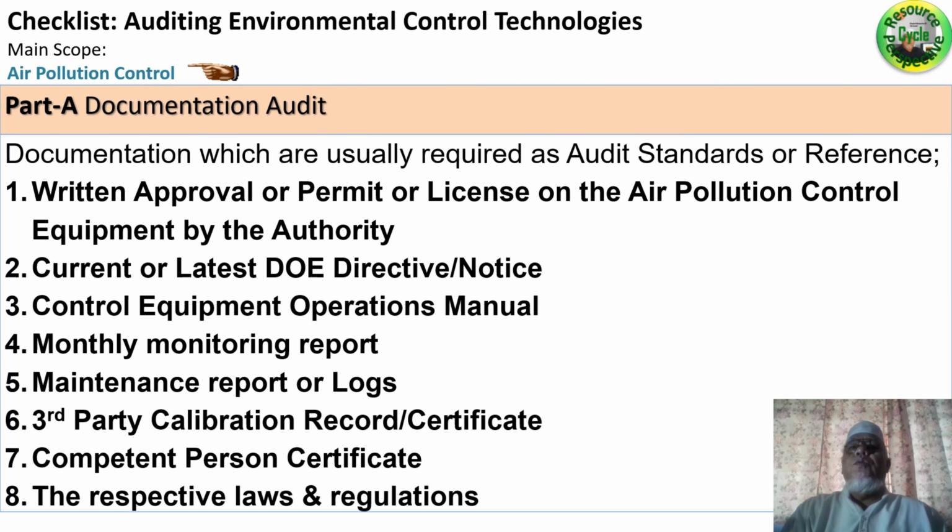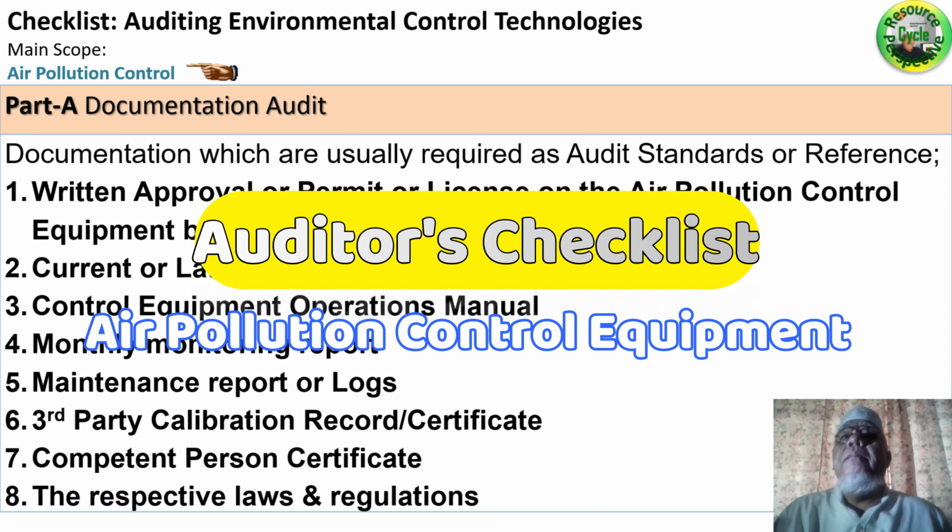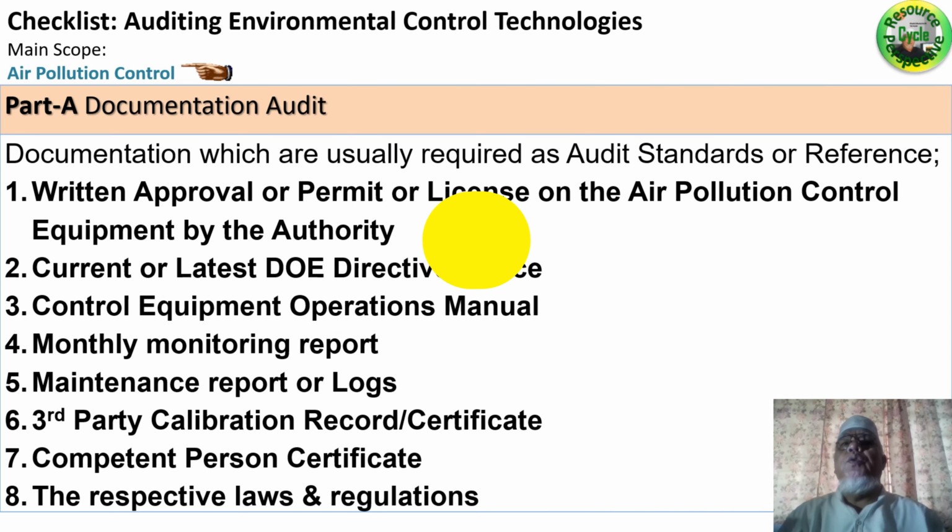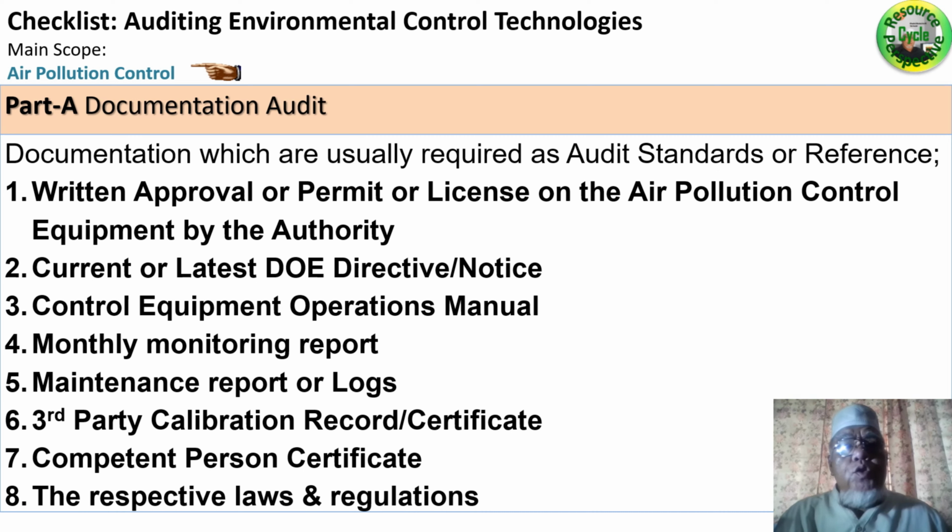Let's look into our first scope. I have Part A for you. This is a guide for auditors, at least in the Malaysian context. What shall be our audit standard for auditing pollution control equipment, especially in this country?